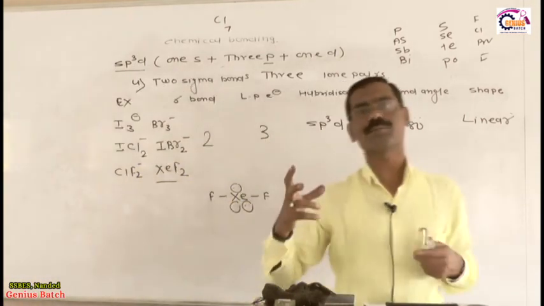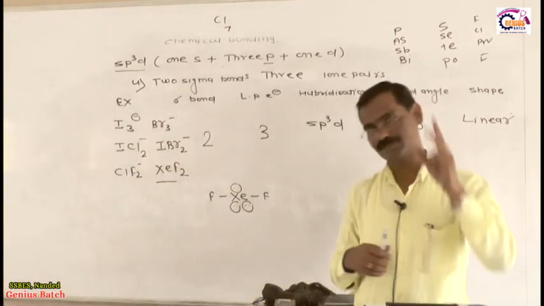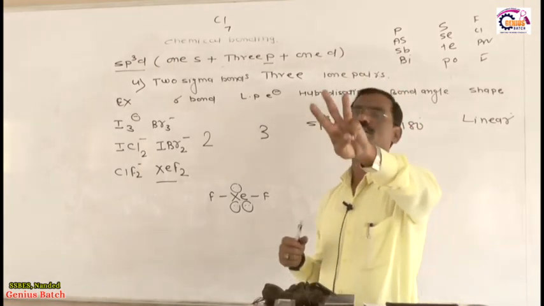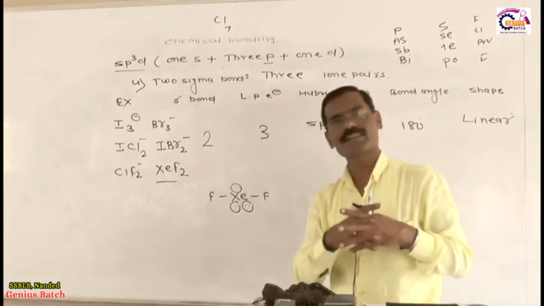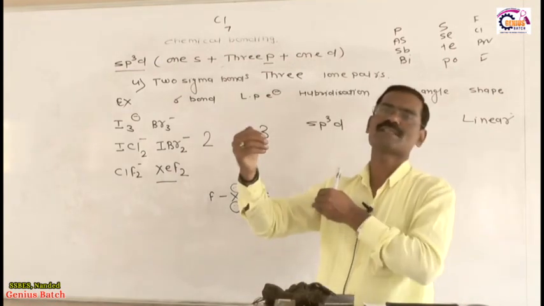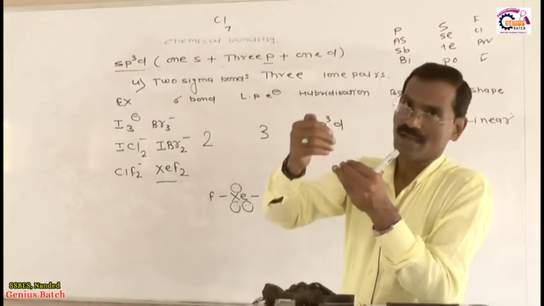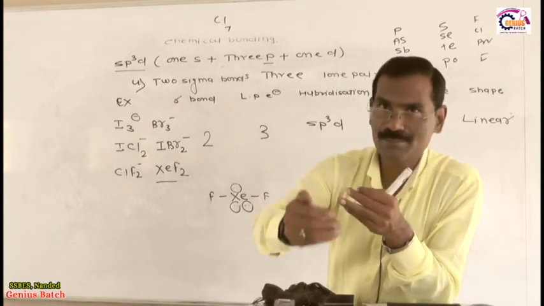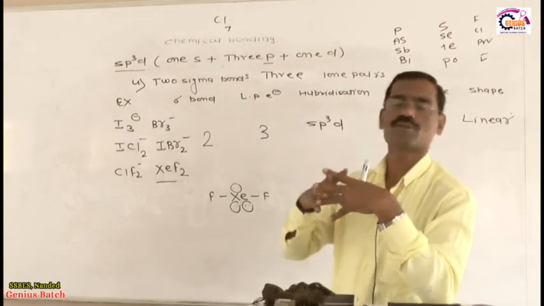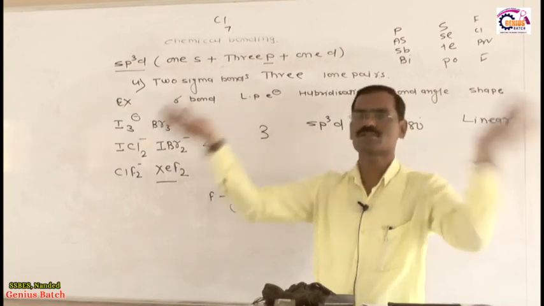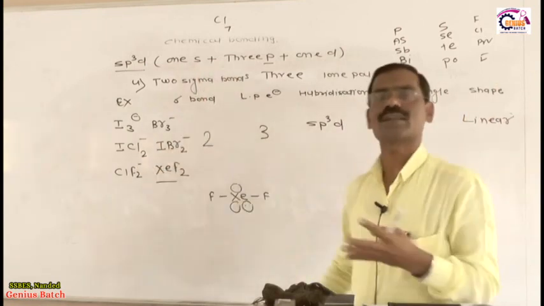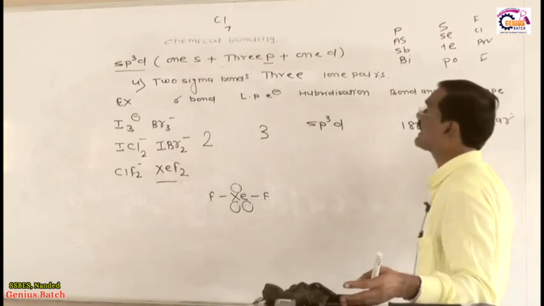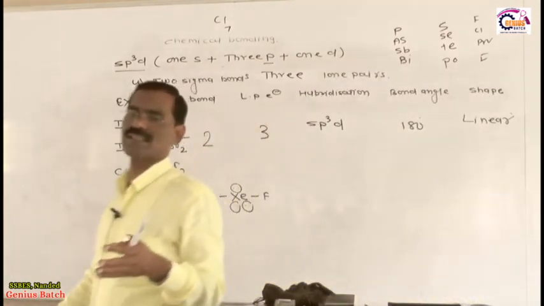These are examples of sp3d hybridization. But with 2 sigma bonds and 3 lone pairs, whenever 3 lone pairs are present on that particular central atom, the lone pair repulsion is very strong. And whenever lone pair repulsion is very strong, the geometry of the molecule is completely distorted and never becomes trigonal bipyramidal. So in place of trigonal bipyramidal, it becomes linear if it has 2 sigma bonds with 3 lone pairs.